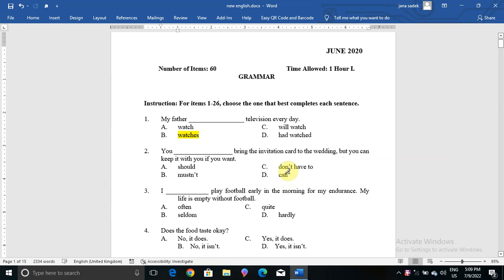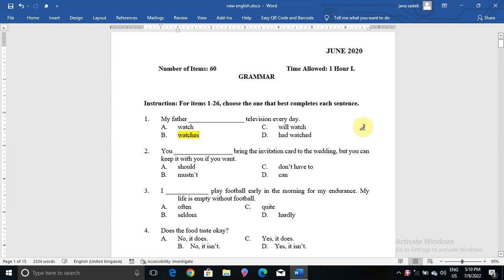Let's see can. First of all, you dash bring the invitation card to the wedding. Okay, but here we have but: you can keep it with you if you want. But here is for contrast between two sentences, right? Not comparing, but it's a contrast. So that means if the first sentence is negative, the next sentence after but will be positive, or the other way around. After but here we have the positive.